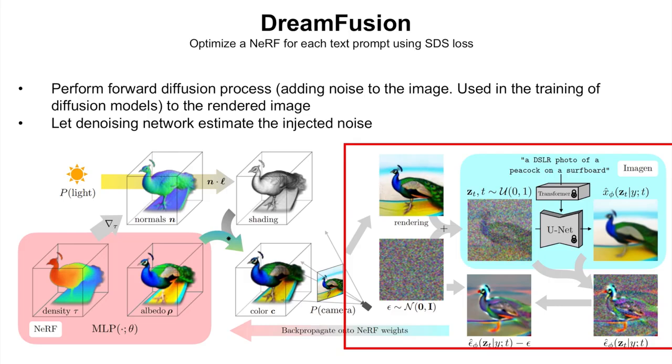And then we perform the forward diffusion process. As I said, forward diffusion is just adding noise to the image. There's no neural network, just adding noise, which is used in training a diffusion model, to the rendered image, so that it becomes this kind of noisy image. And then we have a pre-trained denoising network. Maybe we can use the denoising network of Stable Diffusion or anything, that's okay. We provide the noised image to the pre-trained denoising network, and then it outputs some noise, right?